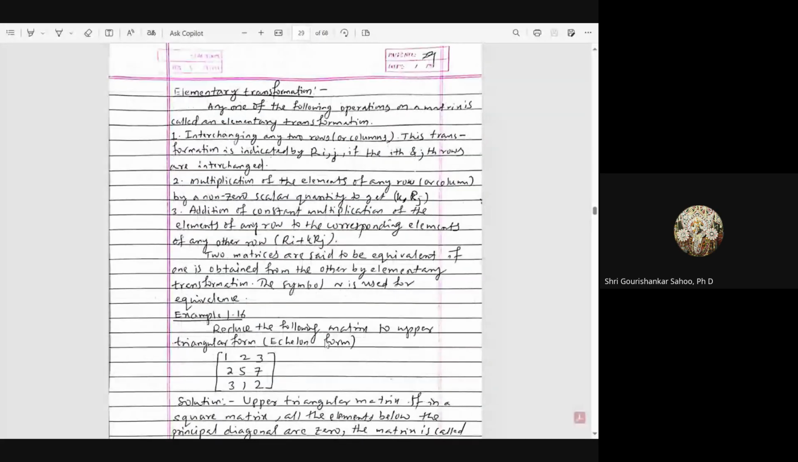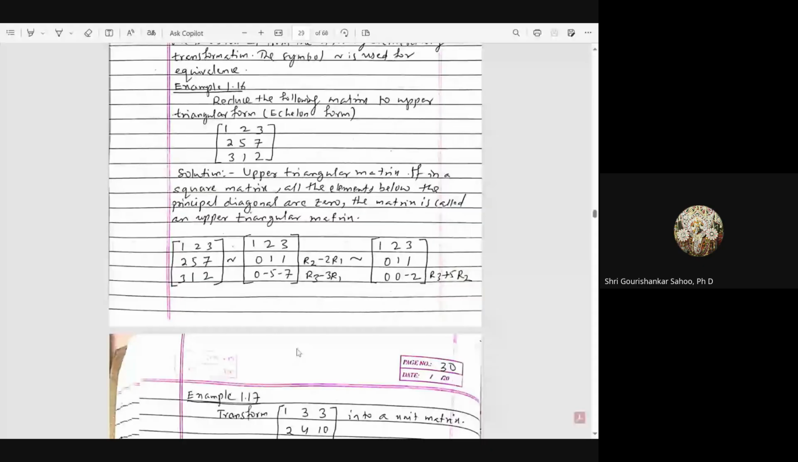Then elementary transformation. Any one of the following operations on a matrix is called an elementary transformation. You can do this by interchanging any two rows or columns; this transformation is indicated by Rij if the ith and jth rows are interchanged. Multiplication of the elements of any row or column by a non-zero scalar quantity k gives kRj. Addition of a constant multiple of the elements of any row to the corresponding elements of any other row gives Ri plus kRj. There is an example you can see: reduce the following matrix to upper triangular form, echelon form.